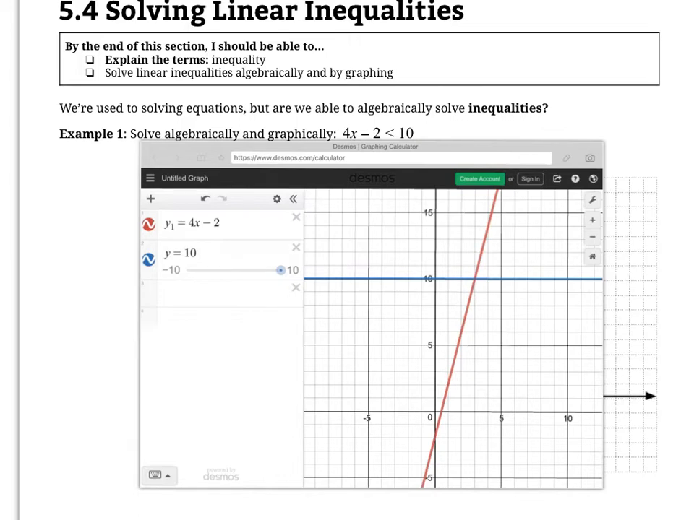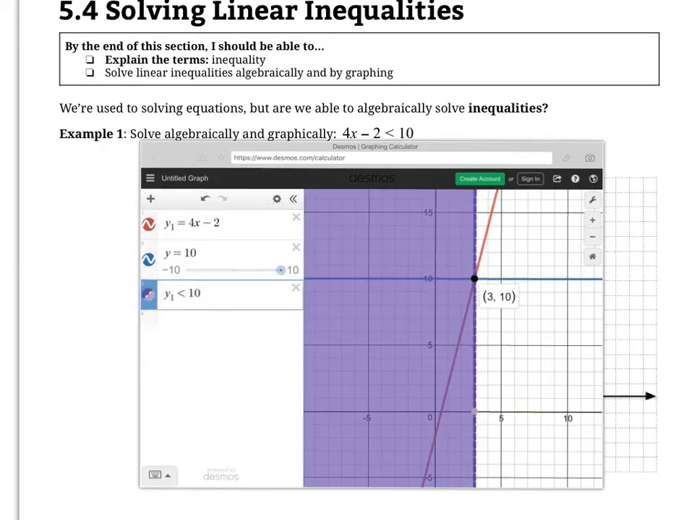Well, when are they equal? We can see the point of intersection of these two lines is at the point (3, 10). Now we're only interested in the x value here. So these two functions are going to be exactly equal at the x value of 3. When is 4x minus 2, the first function, going to be less than the second one? Well, everything before 3. So when the x values are less than 3, the red function 4x minus 2 will be less than 10. So here is our solution. Our solution is highlighted. For all x values that are less than 3, our function 4x minus 2 is going to be less than 10.